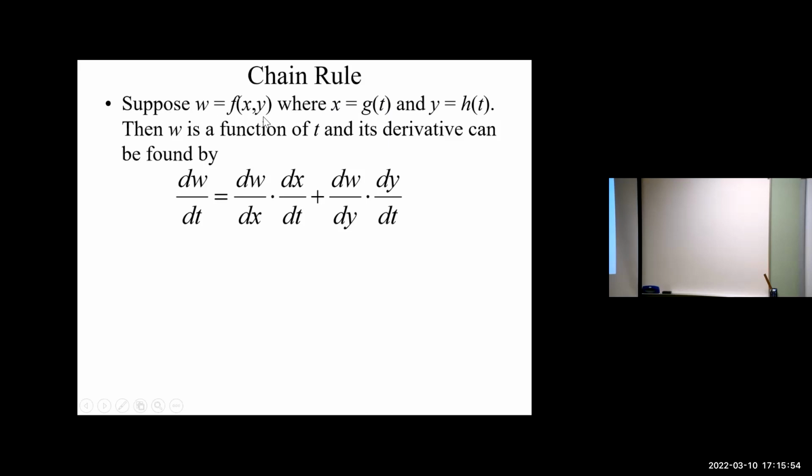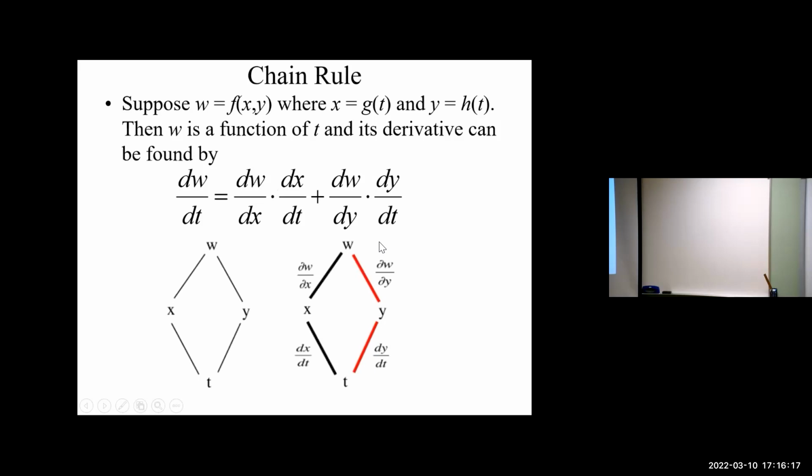That's the composition. So the chain rule says, okay, you do dw/dx times dx/dt. Notice if you cancel out the dx's, you get dw/dt. And then dw/dy, dy/dt. You cancel out the dy's, you get dw/dt. So the format should make sense in that respect.